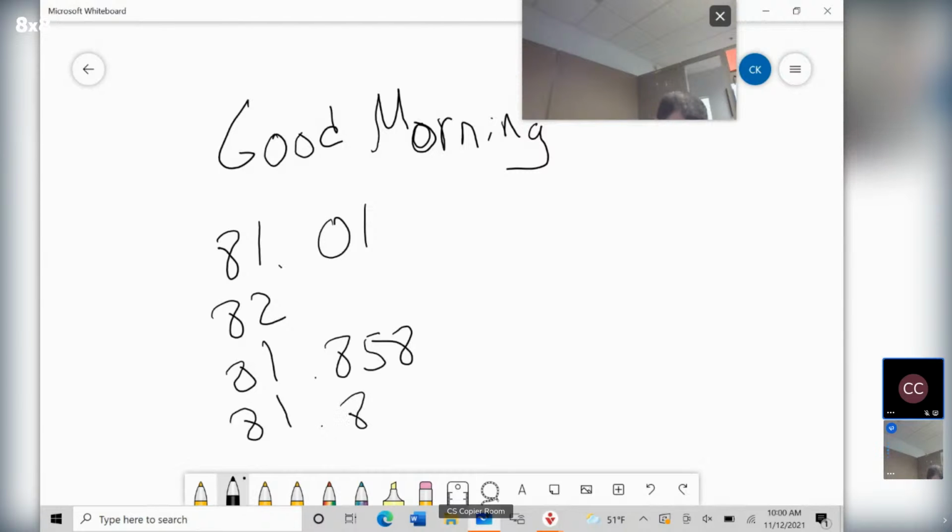This would have been the first example on one of the worksheets. I think it said put them in order from the least to the greatest, that'd be the smallest one. So we're going to do the opposite. We're going to do it from the greatest.